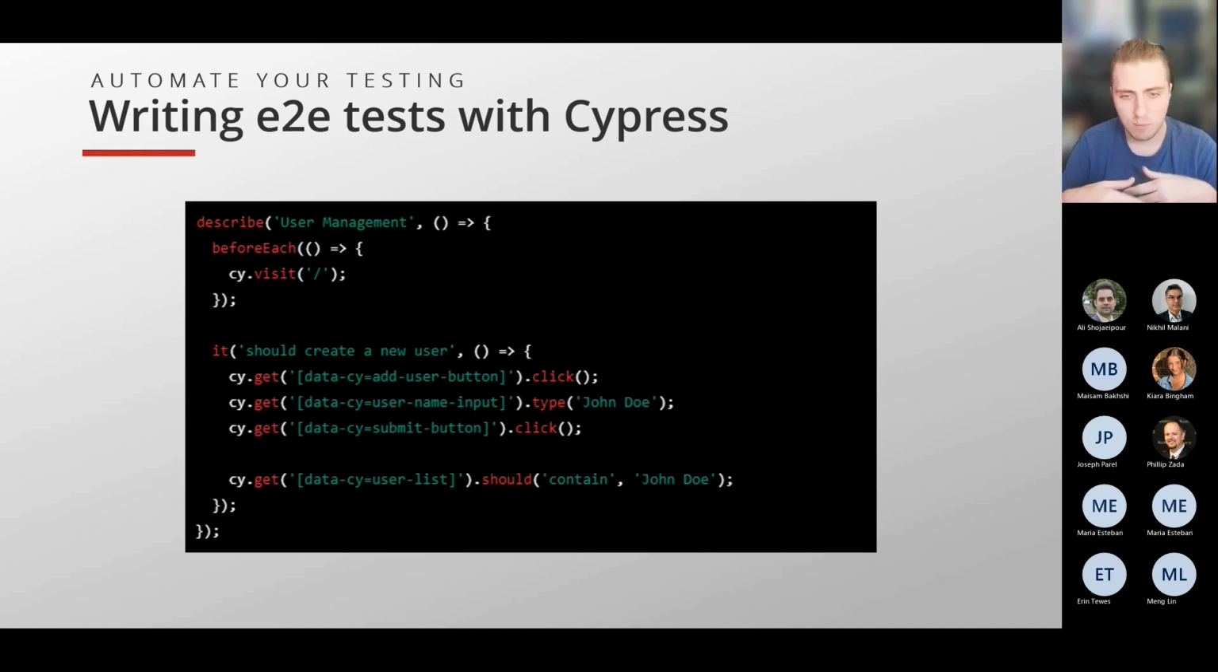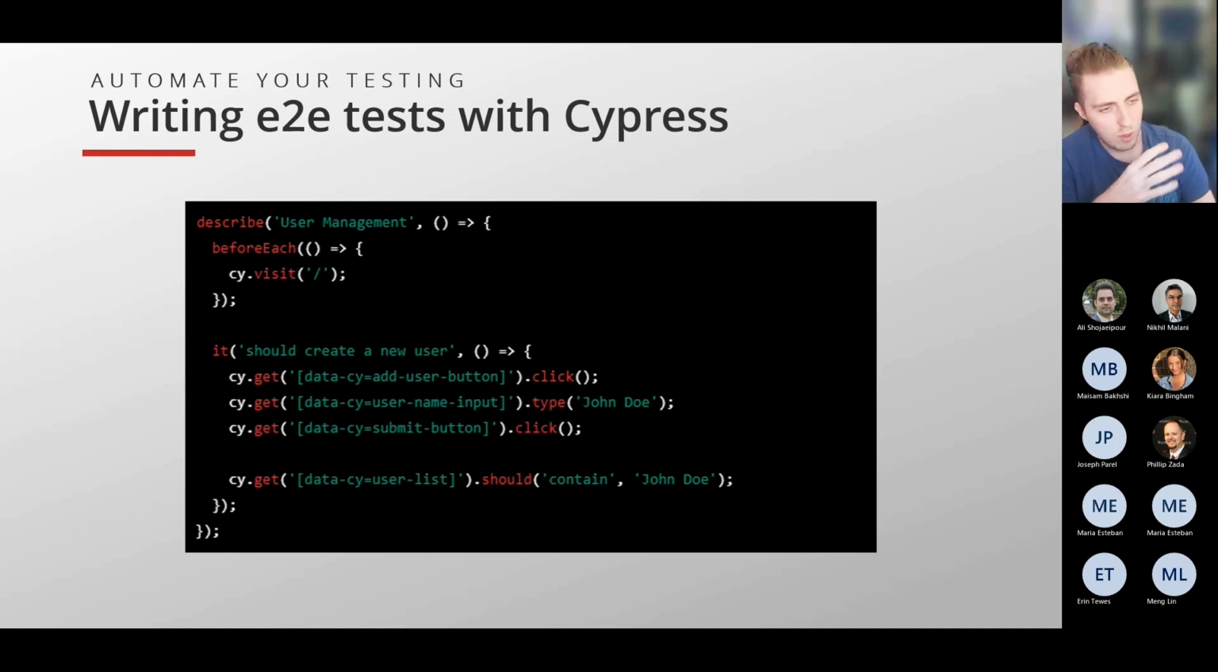So again, we have the same sort of style of describing what you're testing. We have another beforeEach, so it's visiting the home page every time it's starting up a new test. We have an it with the description of what it should be testing, so it should create a new user. And as we go through this, it's using the Cypress library to get a specific attribute. In this case, we've got data-cy, and that'll be named add user button, username input, and submit button.